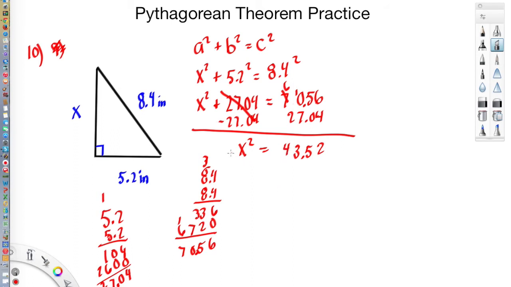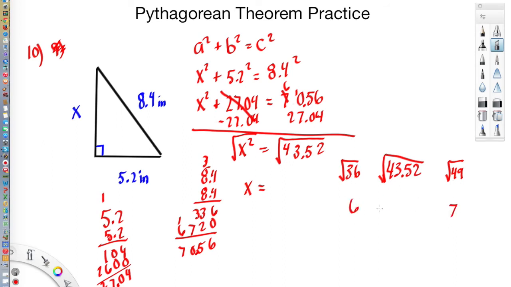Okay, then I've got to do the inverse of squaring something, which is finding the square root. So I find the square root of these. I know the square root of x squared is going to be x, and I know that the square root of 43.52 is going to be somewhere between the square root of 49, which is a little high, and 36, which is low. Square root of 36 is 6, the square root of 49 is 7, so my answer is going to be somewhere between 6 and 7.